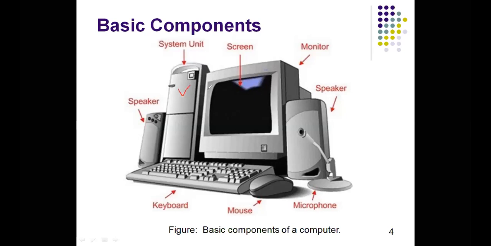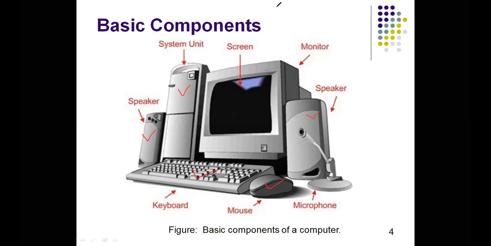The monitor is the output device. Here we have two speakers. Are speakers an input device or an output device? Output device. All right. And then here we have a keyboard, and here we have a mouse. What type of devices are these? Input devices. Good.